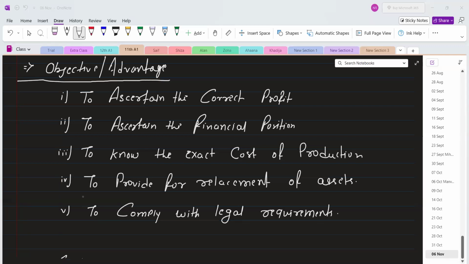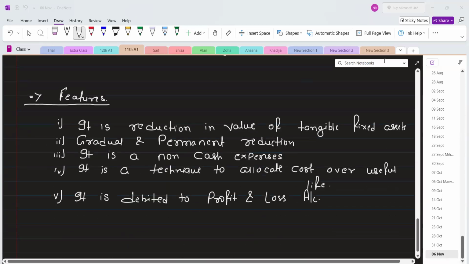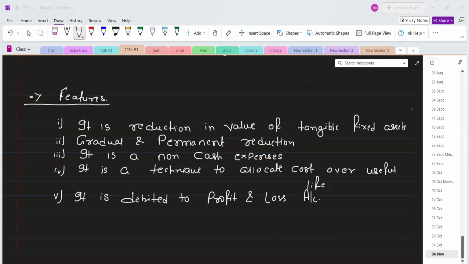Yes, sir. Okay. Now these are the features. So please write these features. Once again, I will explain, and then we will discuss the next part. The method for calculation of depreciation.